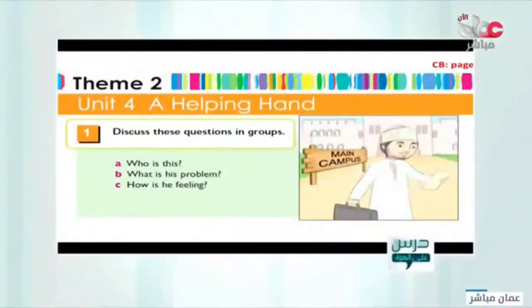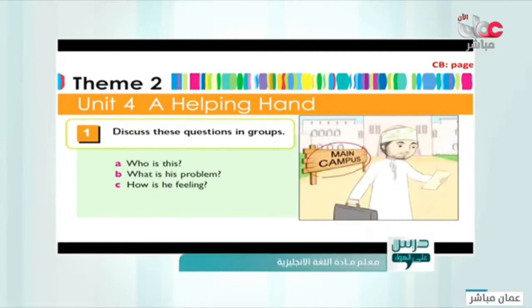In your course book, you can see that there is this picture. I would like to ask you some questions, and I need you to answer those questions. Who is this? This man is a student in the university. As you can see from the things around him or behind him, the campus there, and from the bag he is holding.